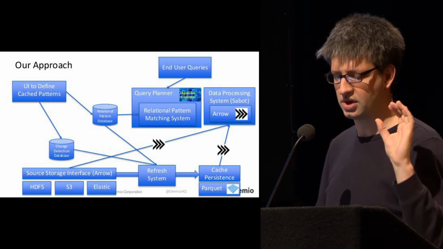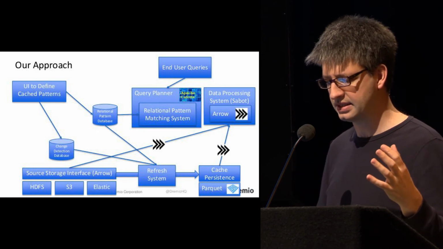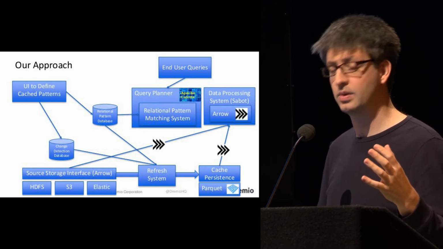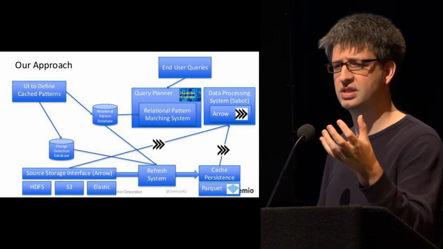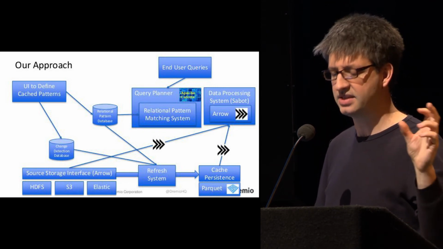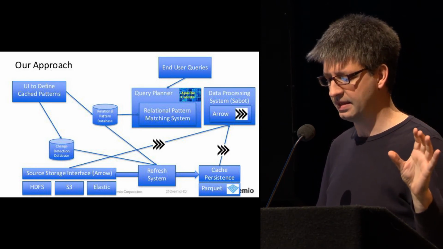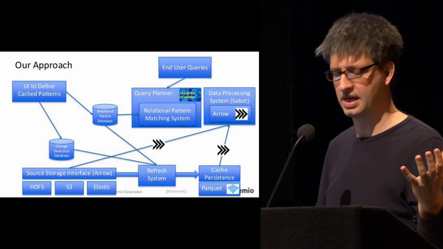And then you have a source storage interface, which is going to be producing Arrow data and bringing that into the processing system. But then you also have this other thing, which is the refresh system. And the refresh system is responsible for reading data out of these individual systems based on different kinds of change detection, and moving that into the persistence layer, which is a Parquet representation of data.